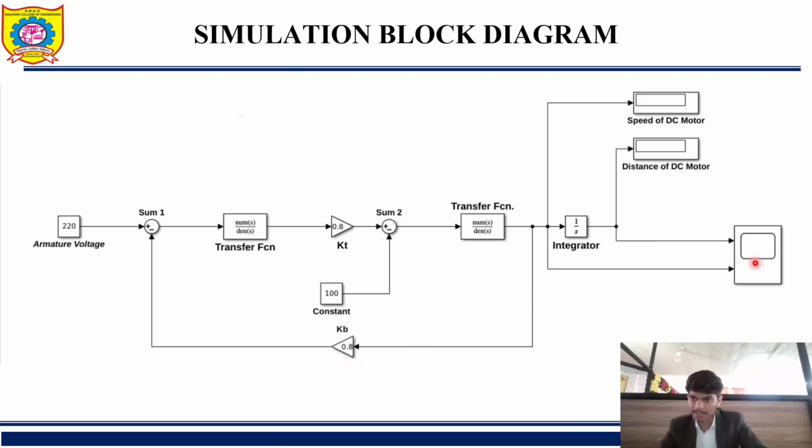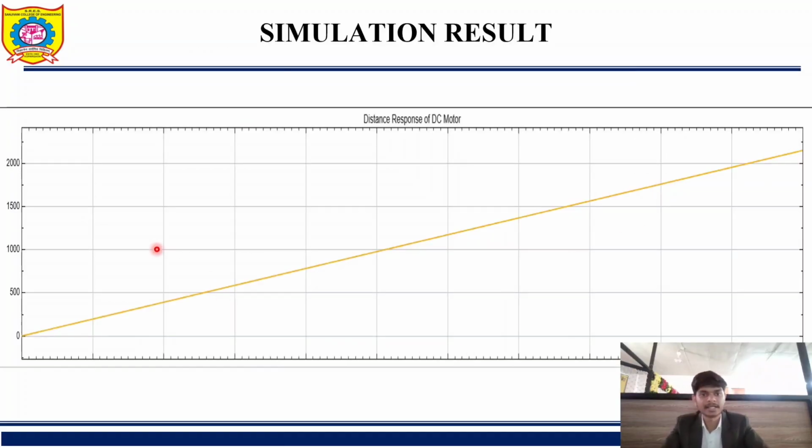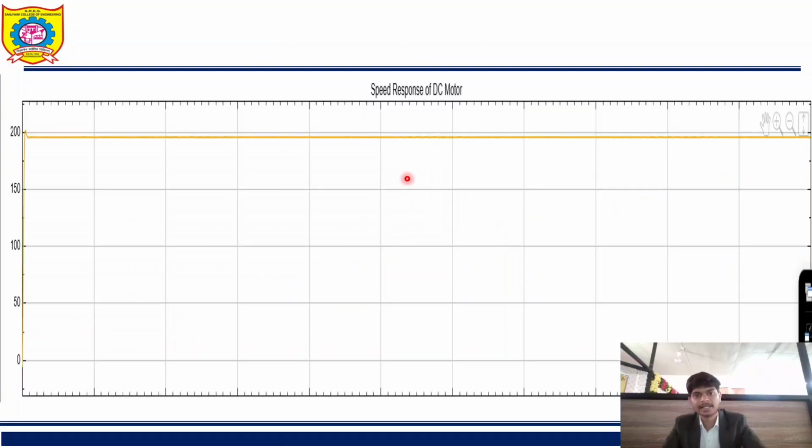Then we require one scope for the output. Then we connect two displays to the scope, one for the speed of the DC motor and another for the distance of the DC motor. Then it is our first graph for the distance response of the DC motor. Then it is the second graph for the speed response of the DC motor.